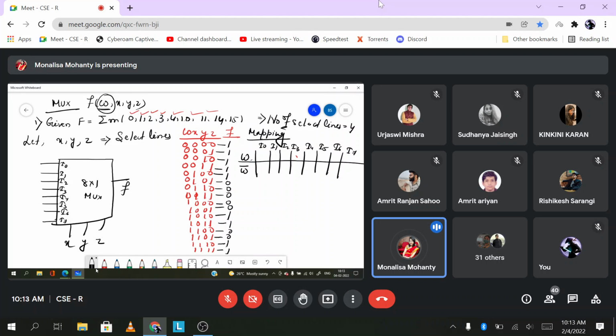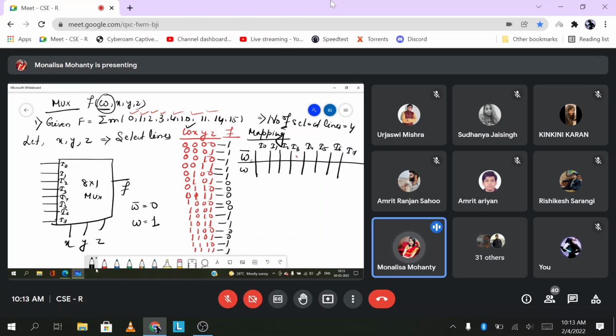All right. Now, first, what is the rule? This is W bar first, then W. First, you need to find out the places where you are getting this W bar. W bar means you are talking about 0. W means you are talking about 1.